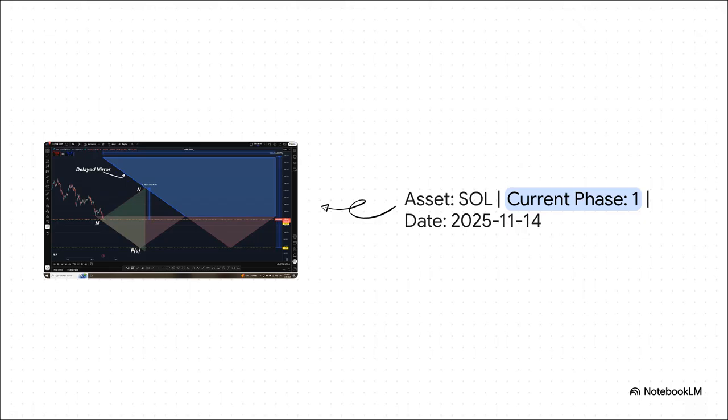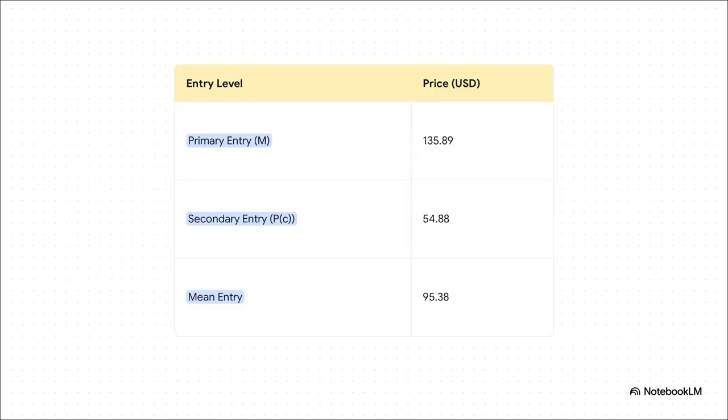Okay, here it is. This is the SOL chart from the documentation date. You can see this whole geometric structure, the triangles, that big trapezoid, just laid right on top of the price action. Now, according to the document, we are currently in Phase 1. And why is that? It's because the price has reached that primary entry level, which you can see labeled M. This table gives us the exact numbers for these Phase 1 levels.